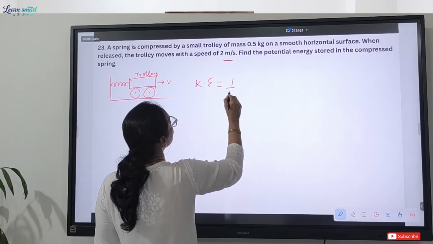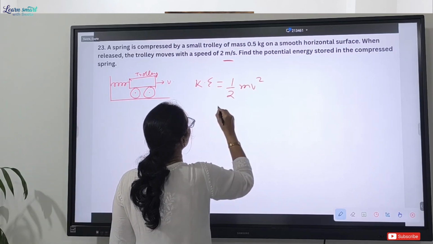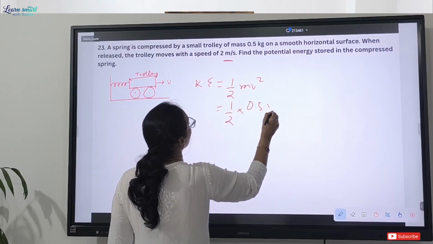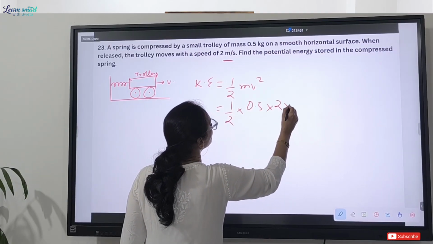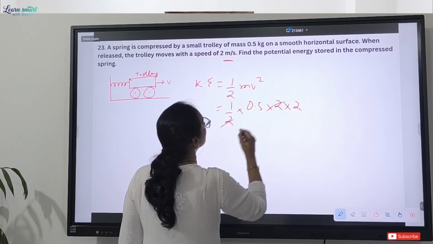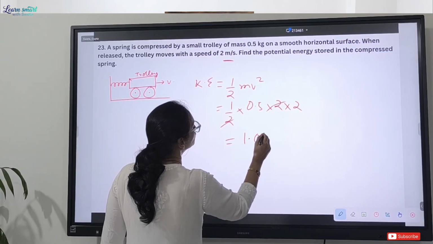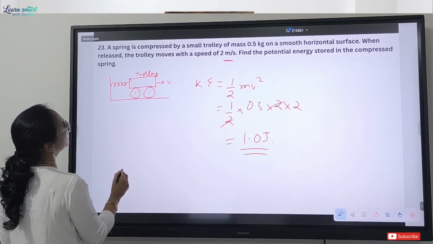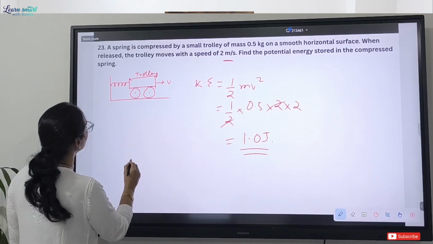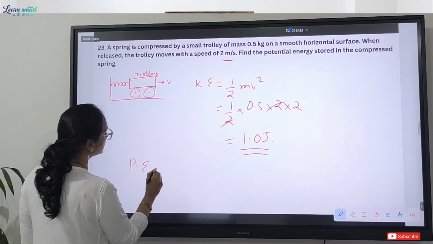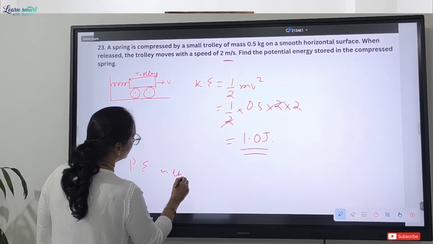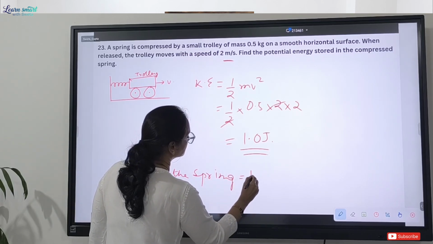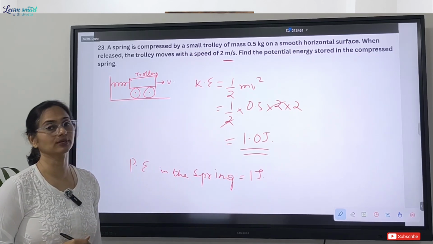So kinetic energy of the trolley is half mv square, which is half into mass is 0.5 kg and velocity is 2 meters per second. So 2 into 2. So we are getting 1 joule. So this is the kinetic energy of the trolley, and the potential energy stored in the compressed spring is same. So potential energy in the spring is same, which is 1 joule. And this is how you can solve it.